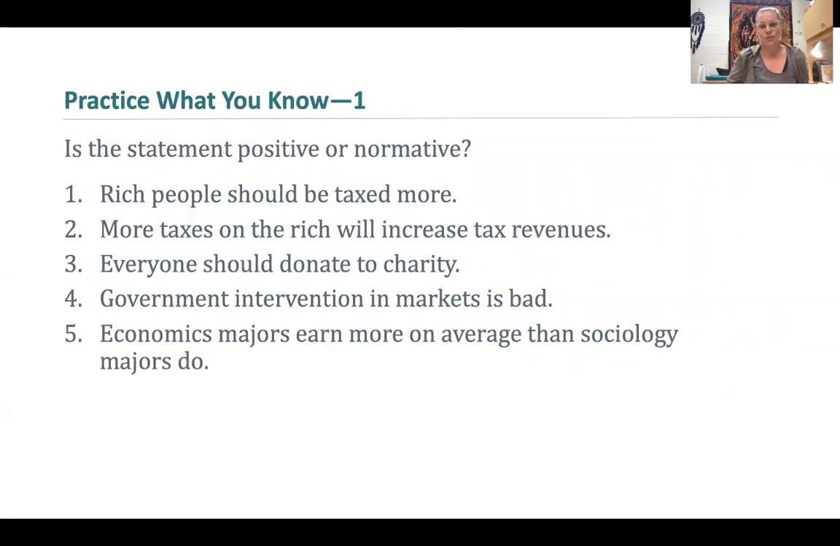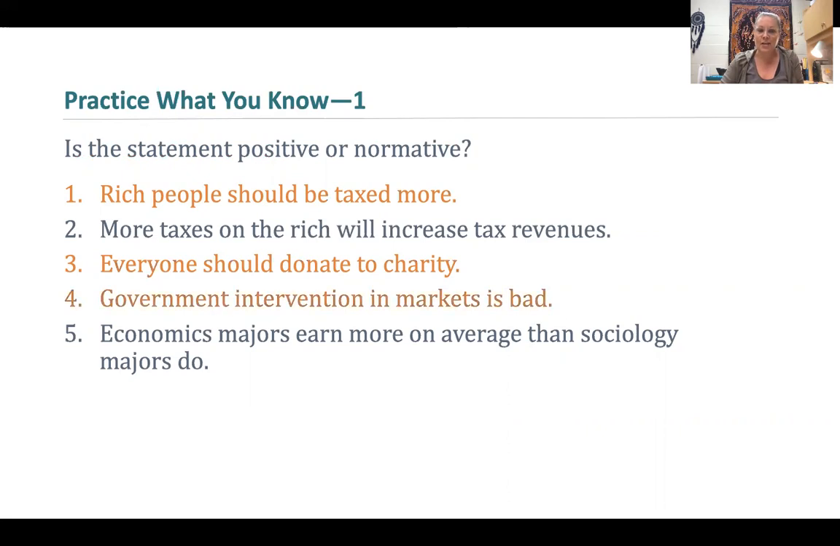So let's practice what we know. Of these statements, which are positive and which are normative? Rich people should be taxed more is a normative statement because it has that word should in it. It's an opinion. As is number 3, everyone should donate to charity. Right? This is not a validated or tested fact. It's an opinion or a belief.